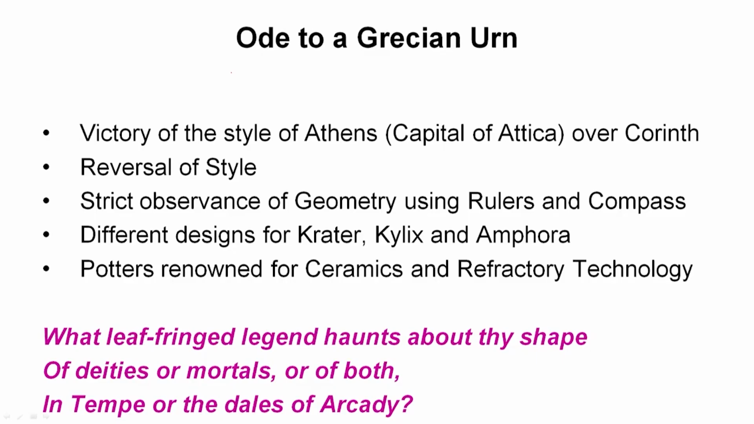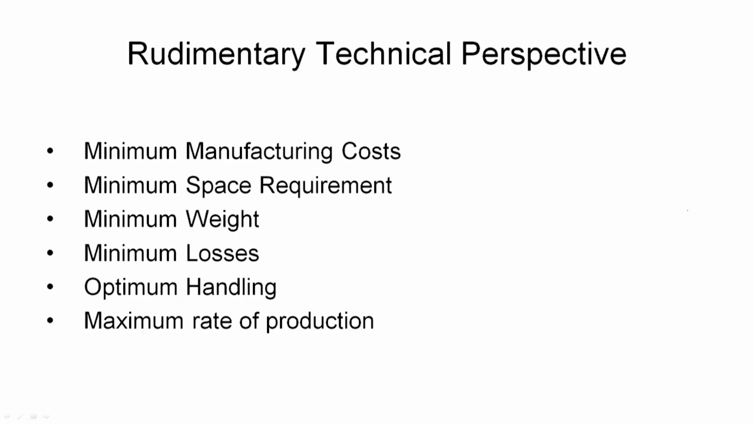And one of the important things of this Athens style is that they will be strictly observing the geometry to the extent of using rulers and compass. So, their manufacturing also has a lot of science in it, and there will be different designs for different types of urns like crater, kylix, amphora, and potters were renowned for ceramics and refractory technology. So, all these things are embedded inside.